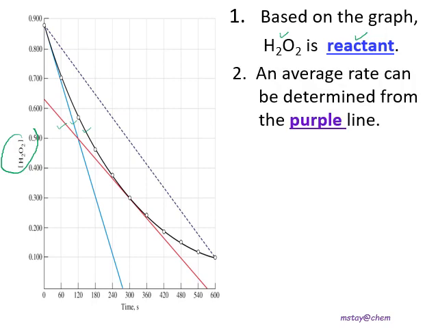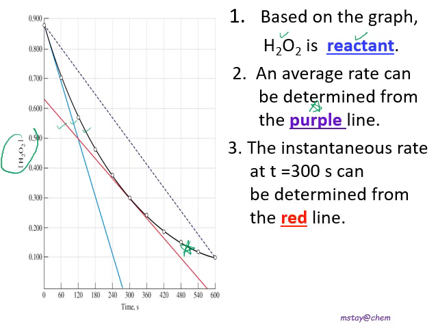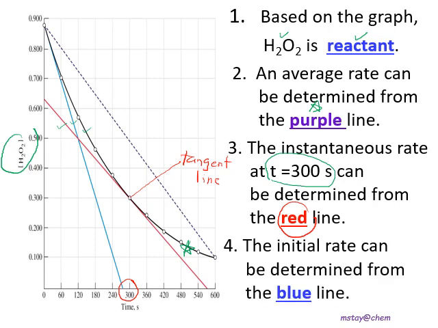Next, the average rate of reaction will be determined from the purple line. If we want to determine the instantaneous rate of reaction at 300 seconds, we are going to determine it by the red line. You will notice that a tangent line at 300 seconds is drawn. So this red line is a tangent line.